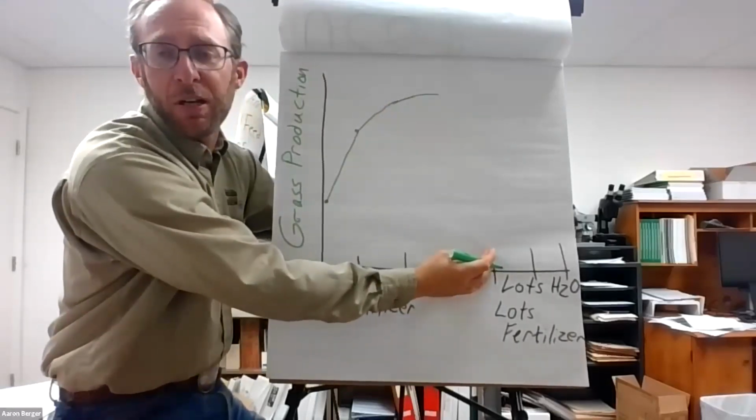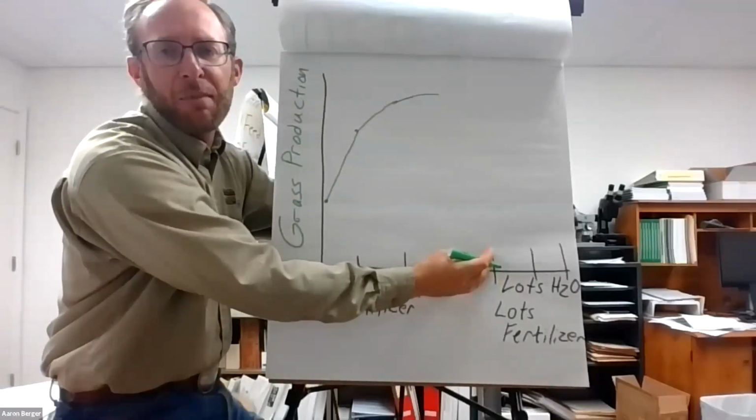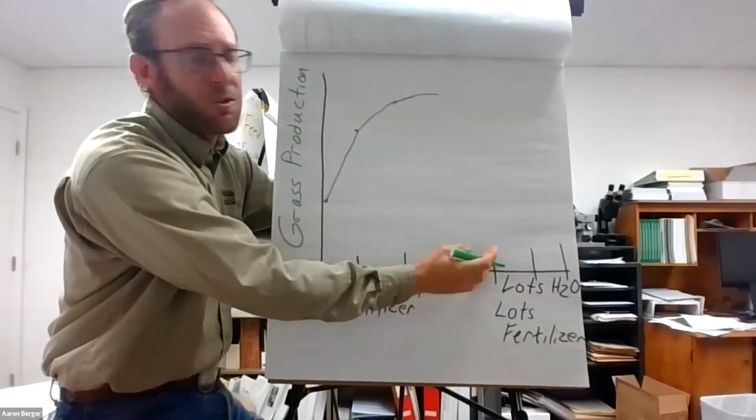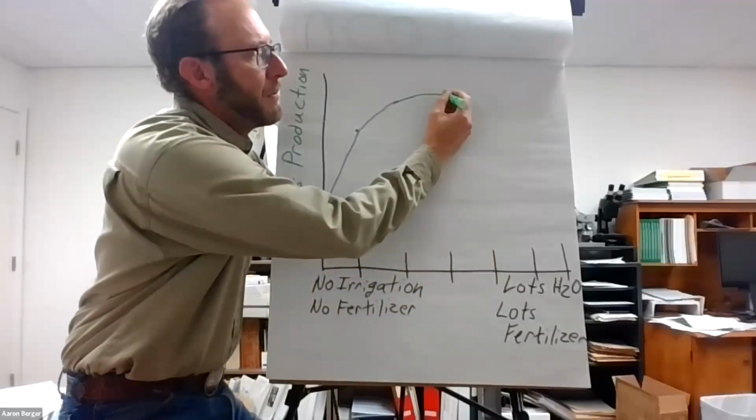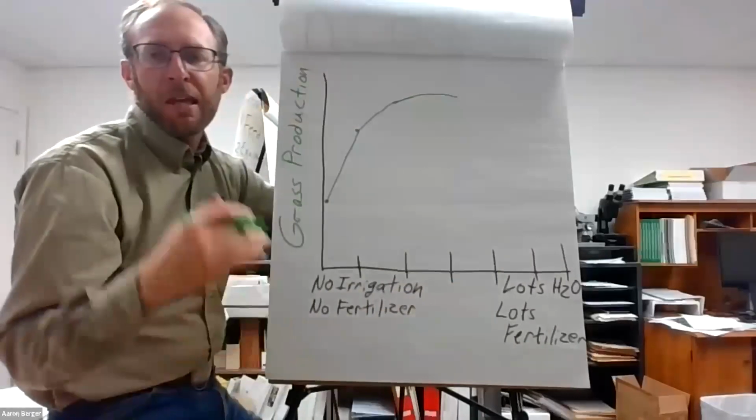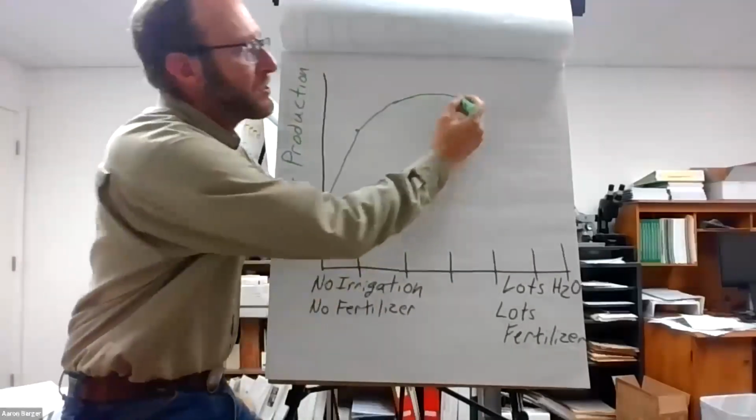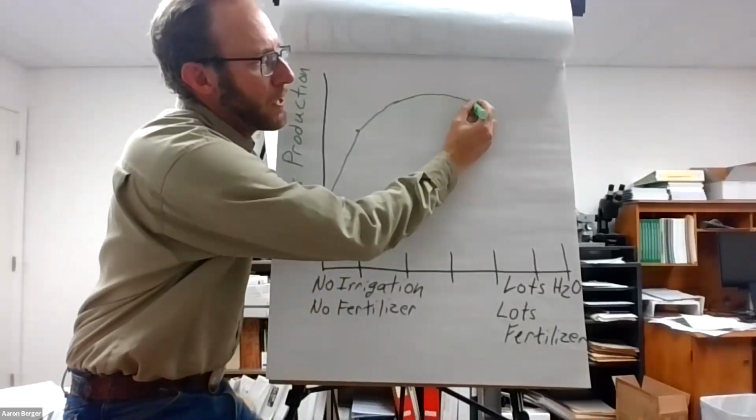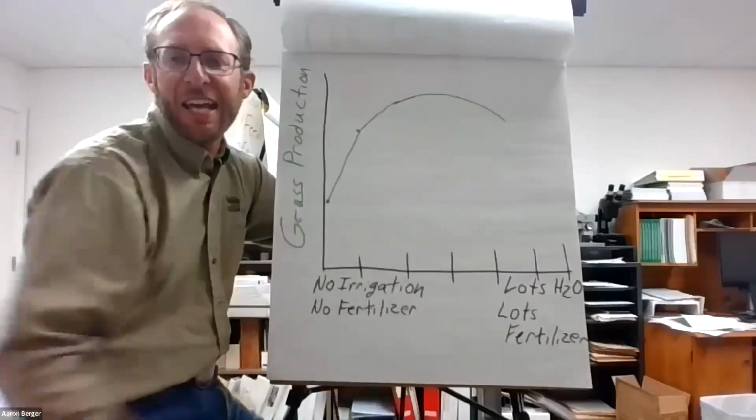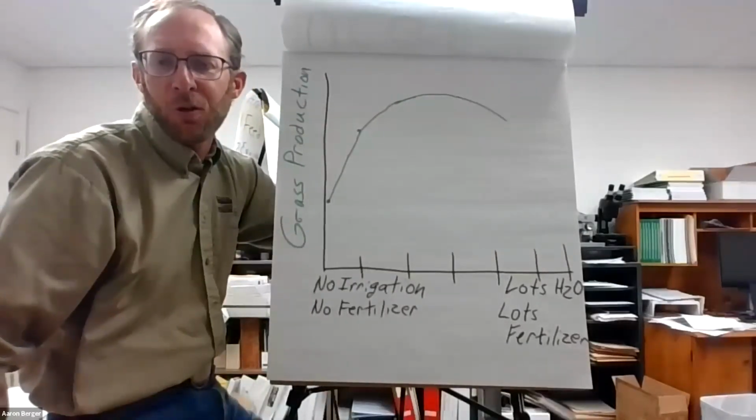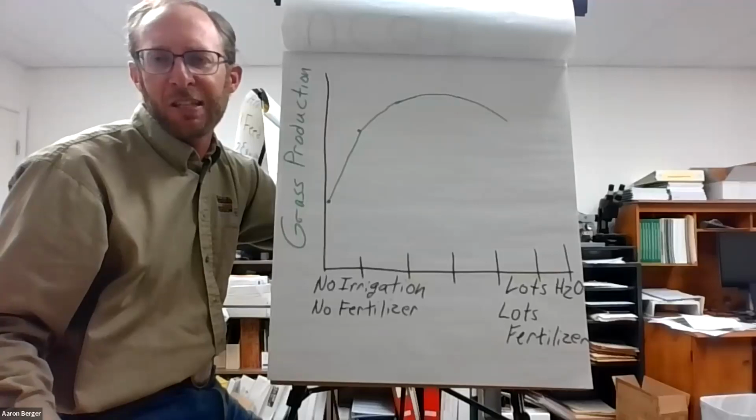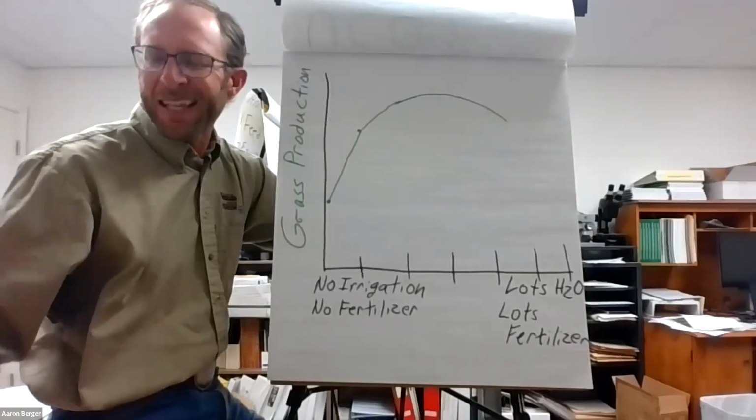Now I'm out to 200 pounds of nitrogen and maybe 15 or 20 inches of water. Not probably starting to see any response. If I keep increasing that, we're actually going to get to a place where additional water and fertilizer actually has a negative effect on growing forage. Now, most of us are never going to get there. We're not going to do that.